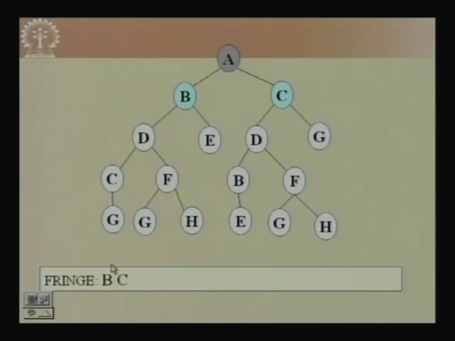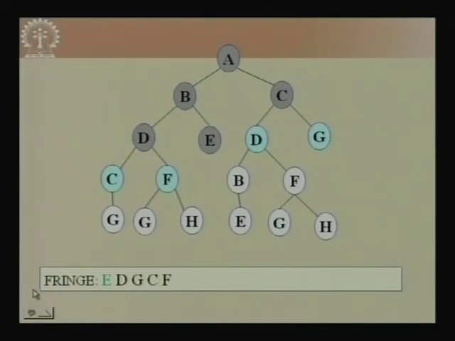Okay. So, what should be the next step? B has to be removed from fringe, as B is the first node in fringe, and its successors D and E are generated. At the next step, C is removed from fringe and its successors D and G are generated and put at the back of fringe. Next step, D will be selected for expansion. So, D will be removed from fringe and its successors C and F will be generated and put at the back of fringe. Next step, E has to be removed from fringe and its successors have to be put at the back of fringe. E has no successors, so E is simply removed from fringe.